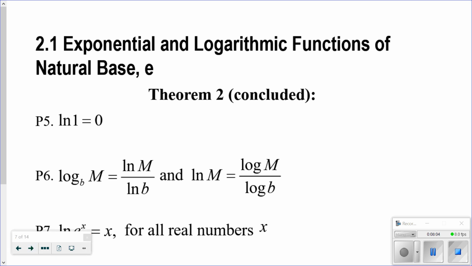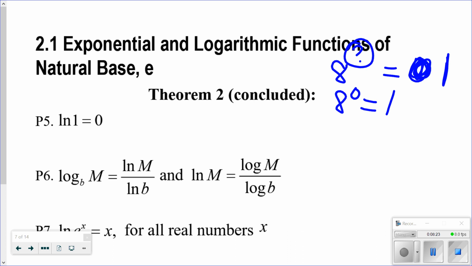And actually, let's think of it this way. 8 to what power equals 1? Well, anything to the 0 power. So 8 to the 0 power is 1. Okay, e to the 0 power is 1. Right, so this is saying e to what power would give me an answer of 1. So your answer is always going to be 0.